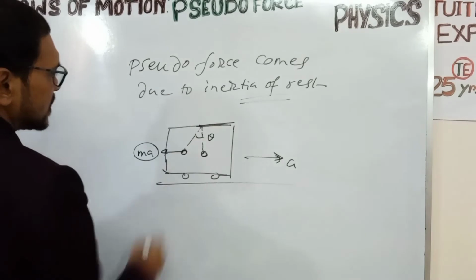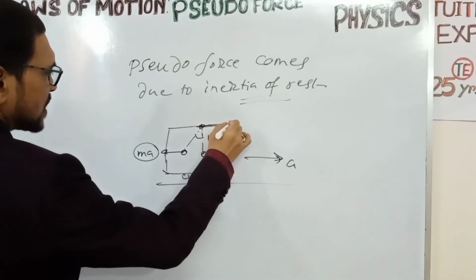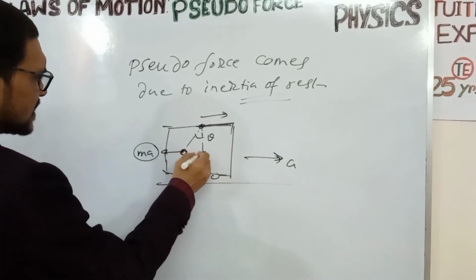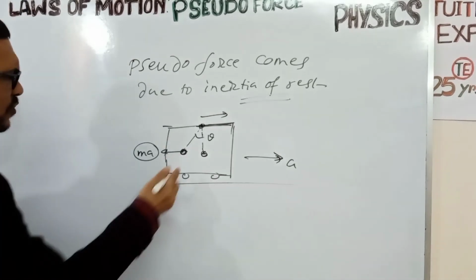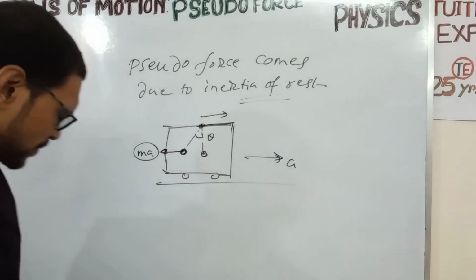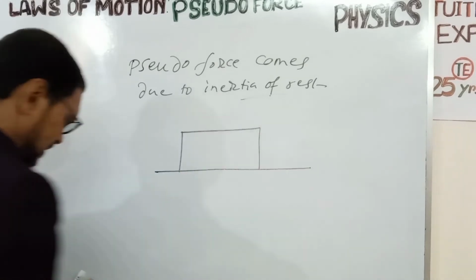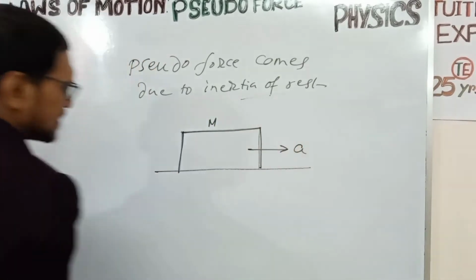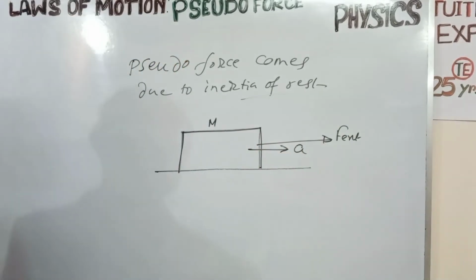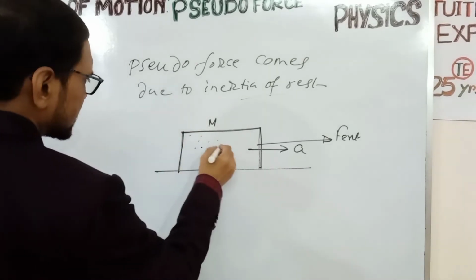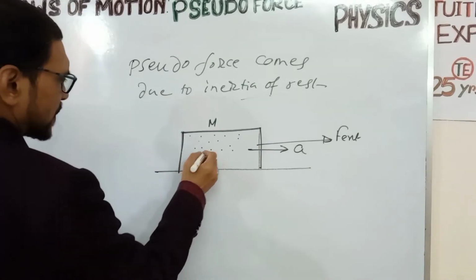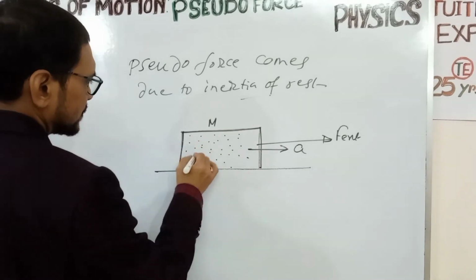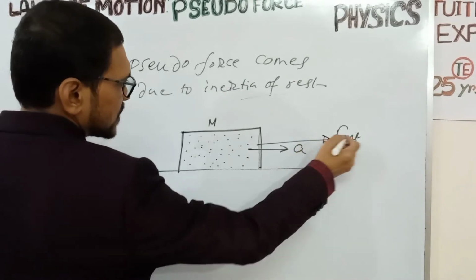Now what happens when the motion starts? The point attached to the roof moves with the car immediately, but this light body tries to remain in its original position, so it moves backward. This is due to inertia. Suppose a block of mass m moves with an acceleration a by an external force. The block is made of different particles which are rigidly attached. The particles cannot move relative to each other, so the whole mass of the block is bound to move in the direction of the external force.